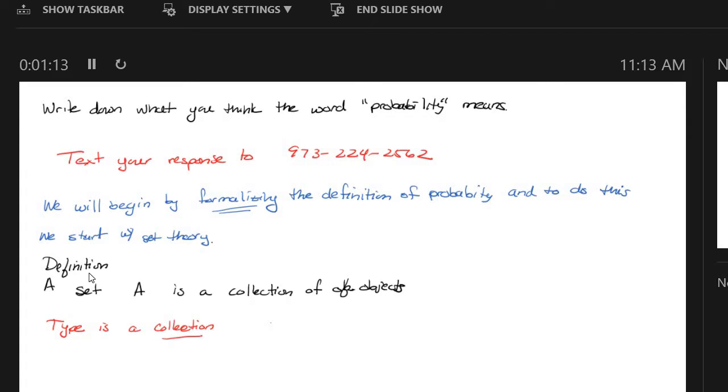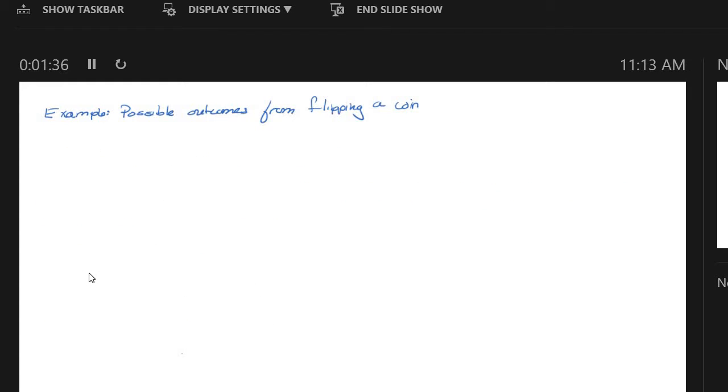Seems easy. A set is a collection. And why you need definitions like this, even though they seem simple, is later on you're looking at something like an event and asking, what is an event? It's a set. What is a set? It's a collection of objects. An event is a set that's a collection of sample points. All right, so an example is the possible outcomes from flipping a coin: tails and heads. That's a set.